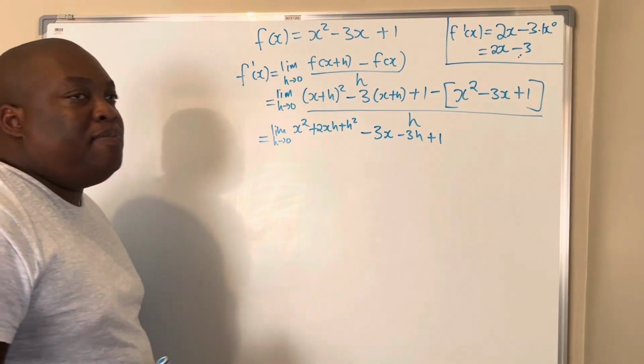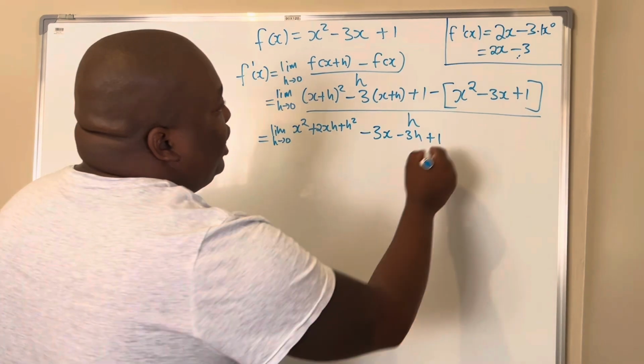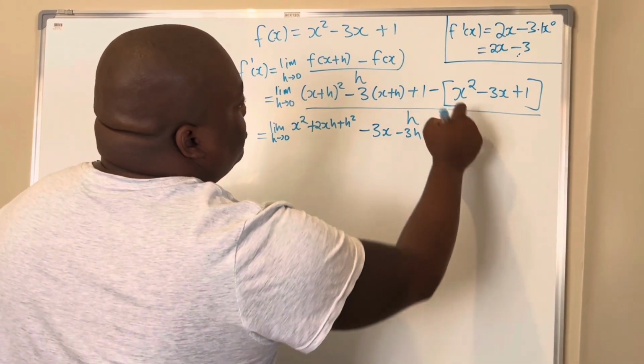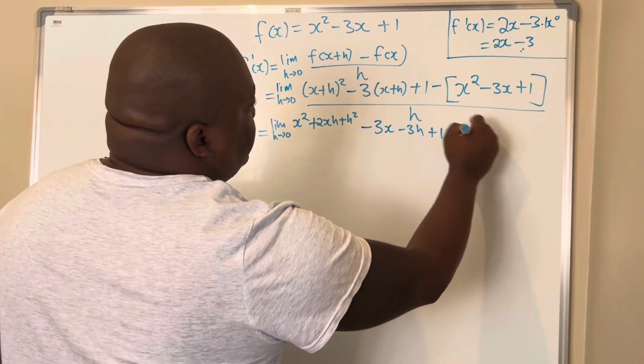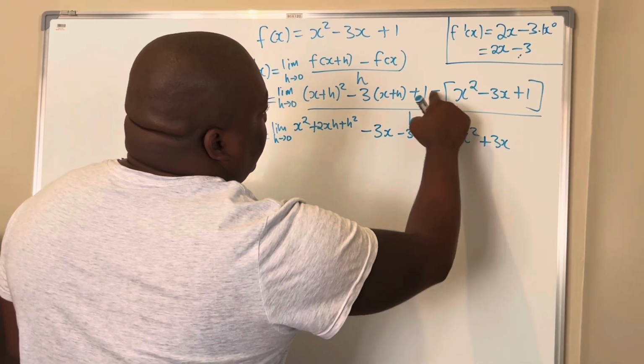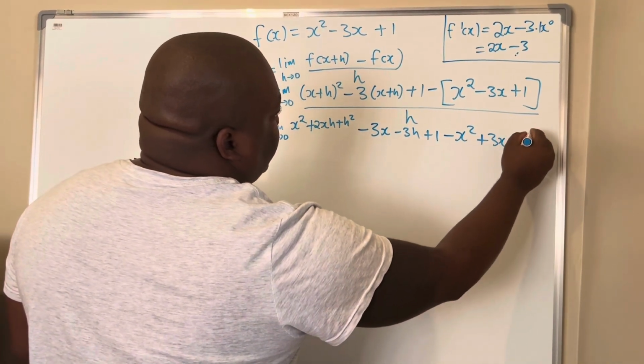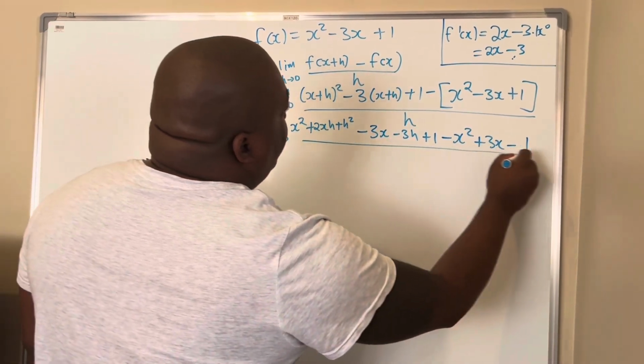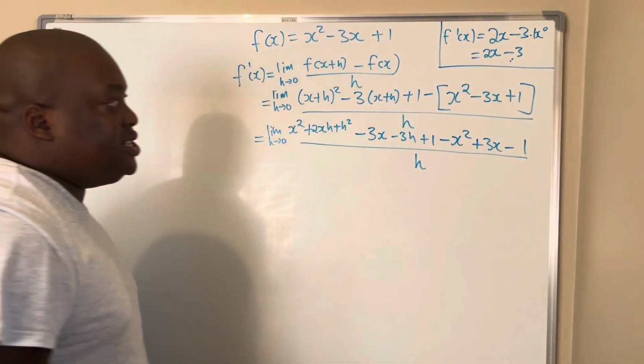Now you multiply by the negative to simplify out the bracket. Then you'll have negative times positive, which is negative x squared. Negative times negative, which is positive 3x. Negative times positive, which is negative 1. And then all over h.